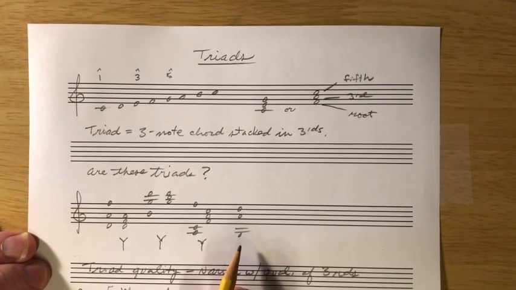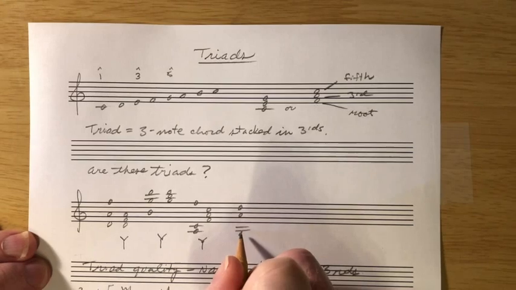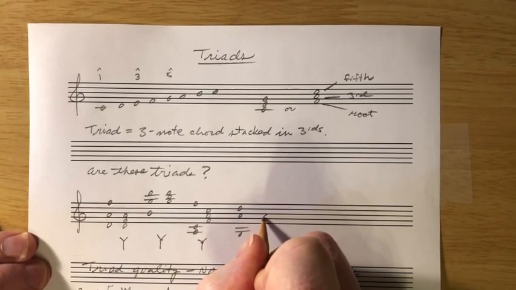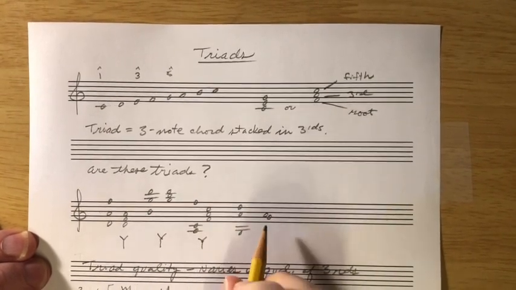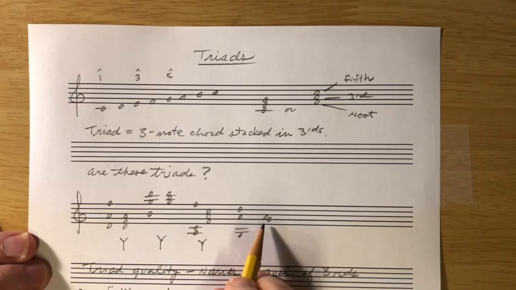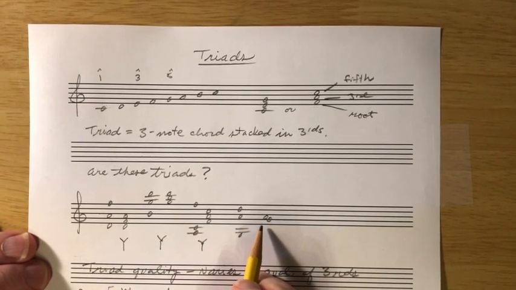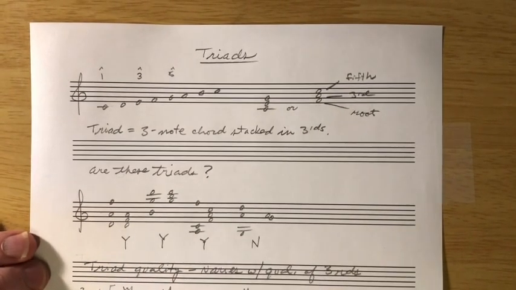How about this one? G, A, and D. Well, if we bring the G up an octave, we get this formation here. The G and the A are close together, creating a second, and there's no way to get a second out of the notes in a triad. So this is no, that's not a triad.